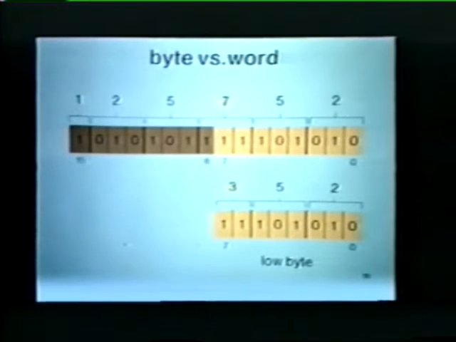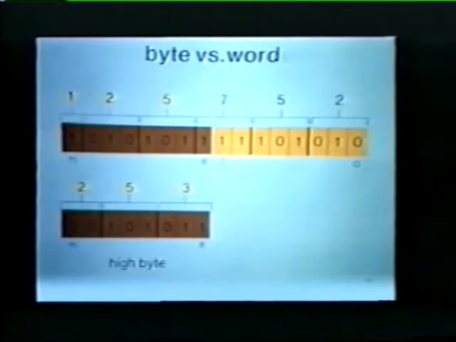Now, let's compare this word and its high byte. Here again, the octal values for the word and its high byte are different. This results because the bits are grouped differently. Compare each octal boundary in the high byte with its corresponding boundary in the word. In effect, the boundaries for each octal digit have been shifted one bit position to the right.